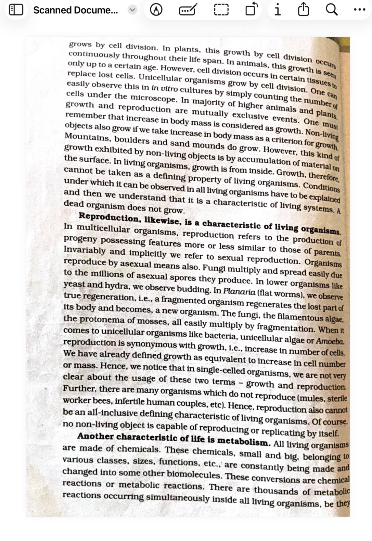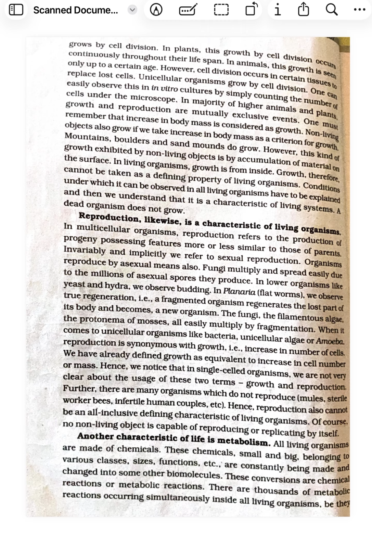Increase in number of cells. So here growth, that is increase in the number of cells, is explained. We have already defined growth as equivalent to increase in cell number or mass. So anything can be called a growth. Hence we notice that in a single celled organism, we are not very clear about the usage of these two terms. So we will not be separating these two terms.